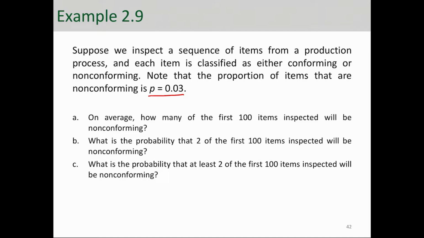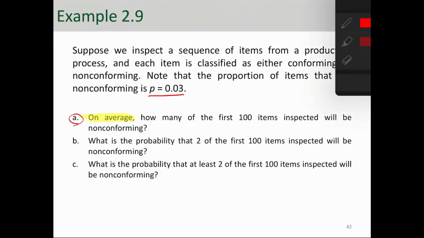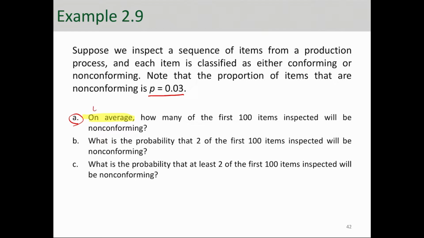And that's based on historical data that maybe this producer collected from past production batches. Part 1 says, on average, how many of the first 100 items inspected will be non-conforming? So the key word here is on average. And on average tells us that we're looking for expected value. We're looking for the expected value of a random variable.